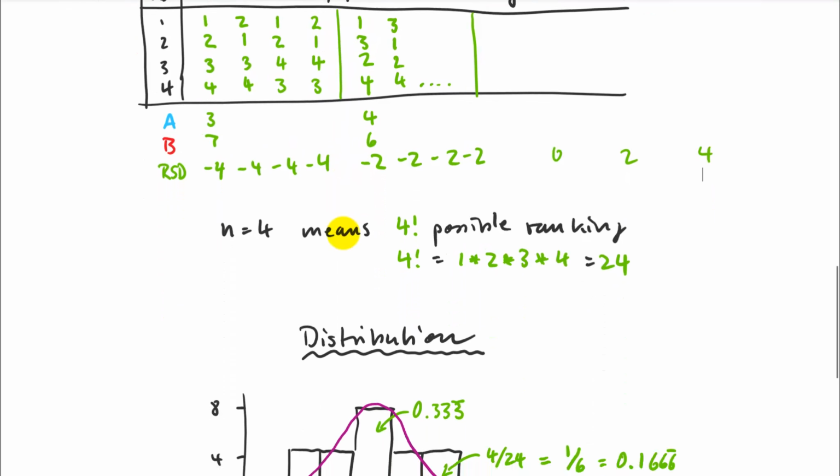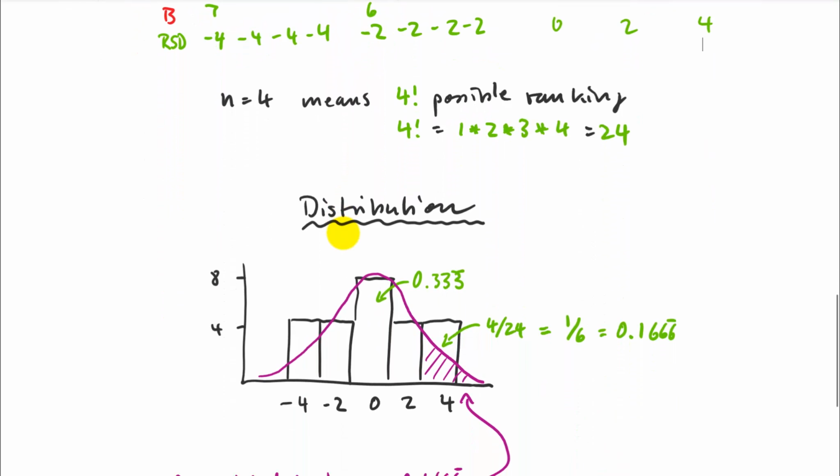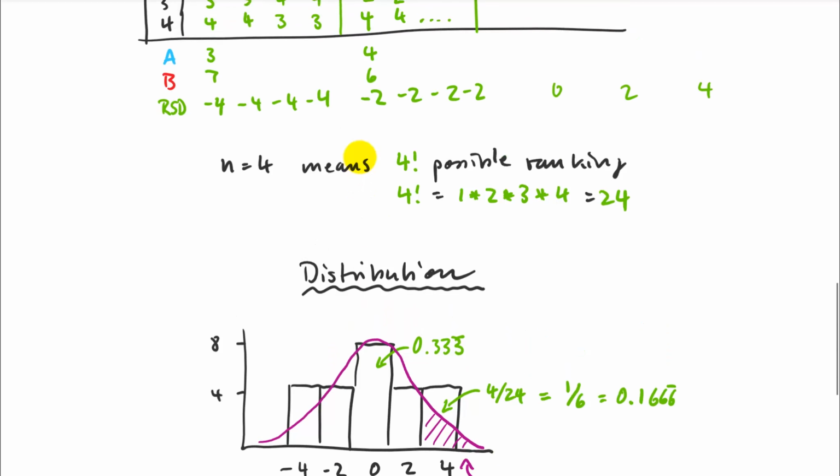So if I were to plot this out, my distribution of the rank sums for this super simple example would actually look somewhat like a normal distribution. It doesn't quite, because the sample size is just too small, but if you have a larger sample size, it would approach a normal distribution. So that's what I would expect by random chance.